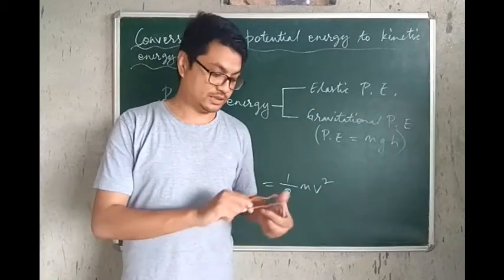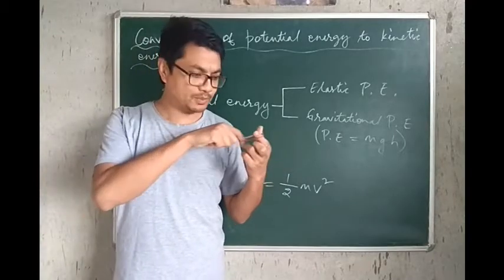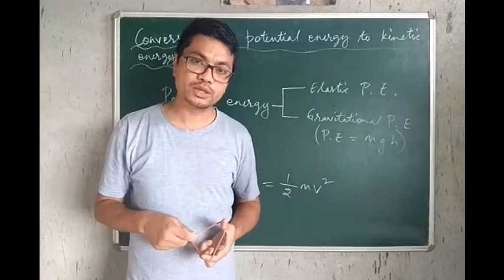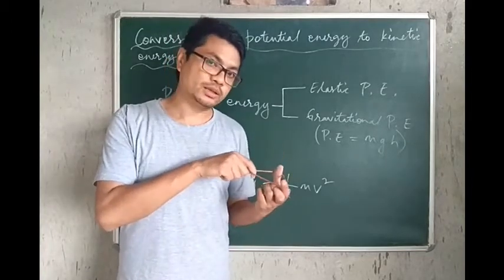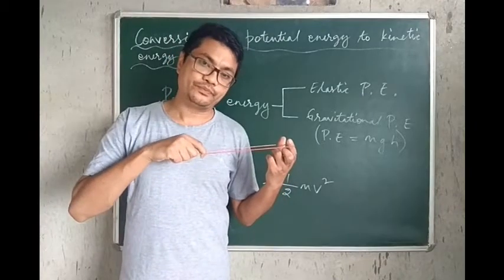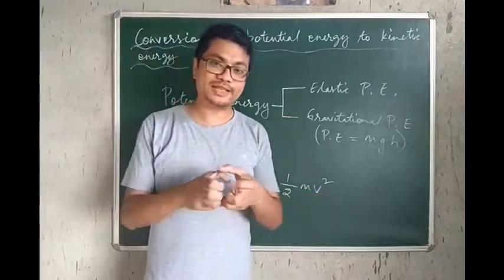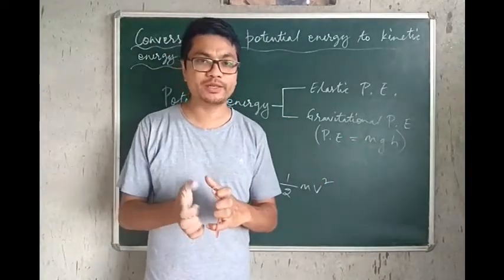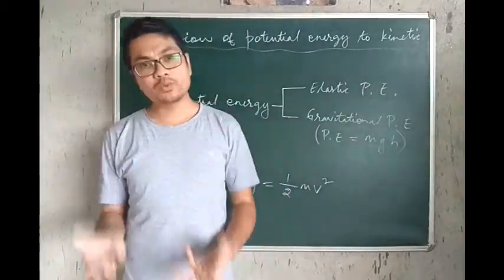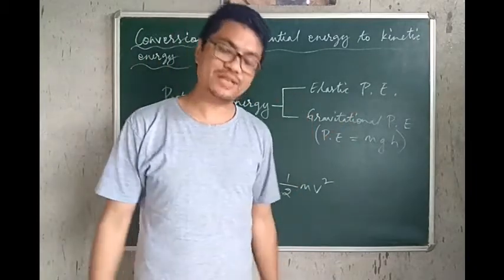Like this rubber band, in order to stretch it, I have to do some work. I'm applying a force and producing a displacement on this body, so I'm doing some work. The work that I'm doing is stored in this body as elastic potential energy. Likewise, if I stretch or compress a spring, I am doing work, and whatever work I do is stored in the body as elastic potential energy.